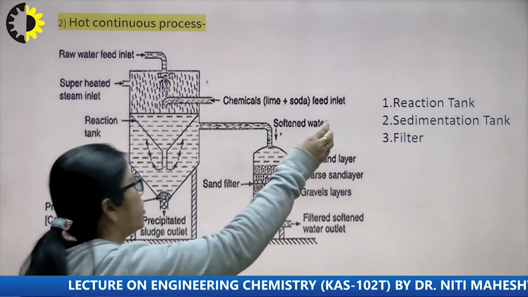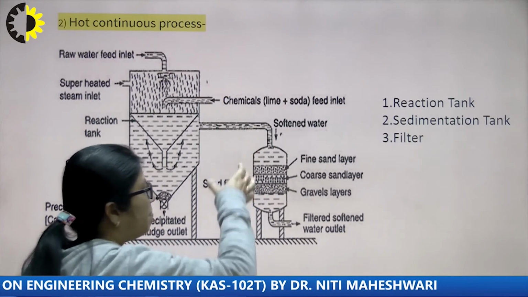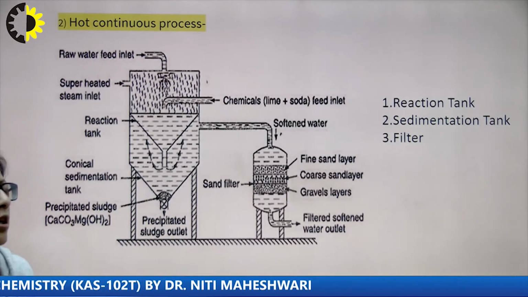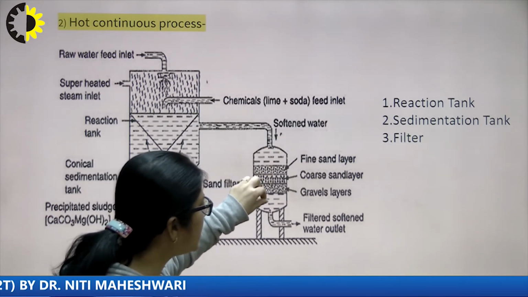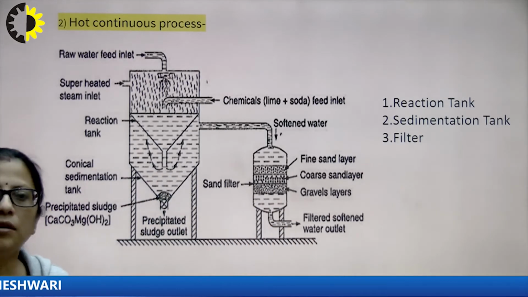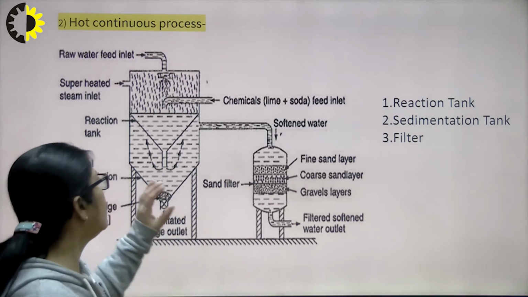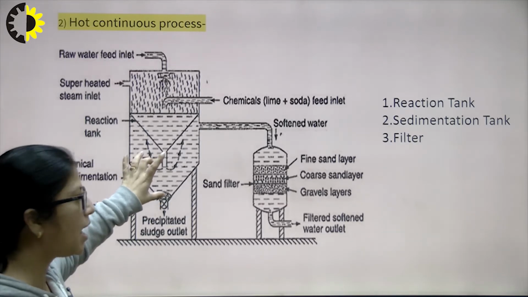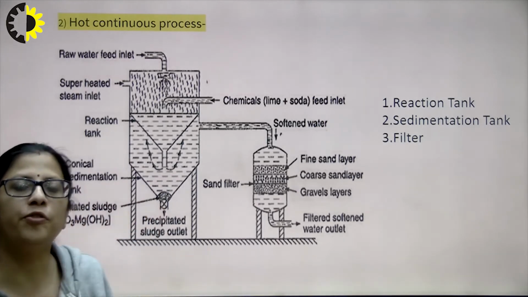So this soft water passes through these three layers so that if any particles of precipitate come out along with the soft water, they get settled down here, and finally the filtered softened water is taken out from the water outlet. So there are three chambers here. One is the reaction tank, then the sedimentation tank where the sludge settles down, and finally the filter. So filtered water is removed from the system.